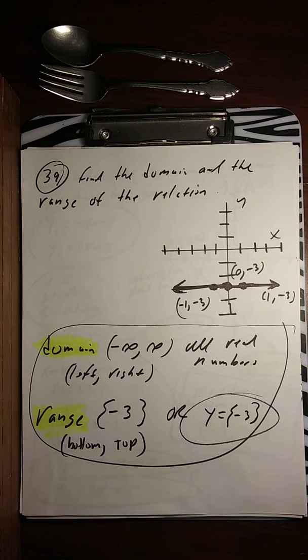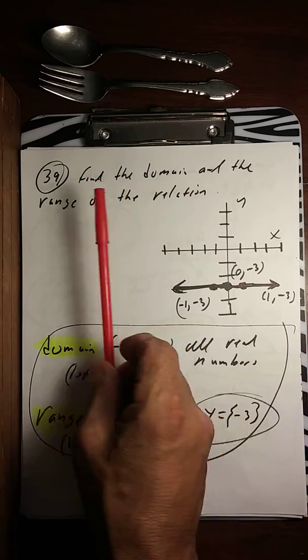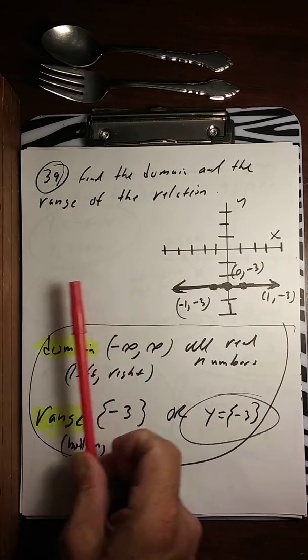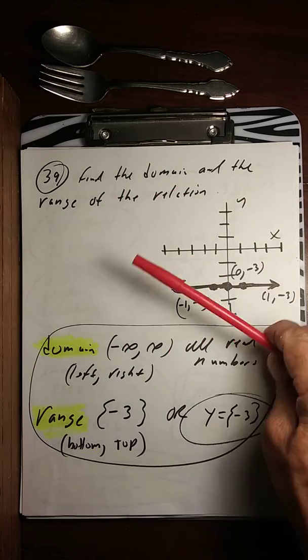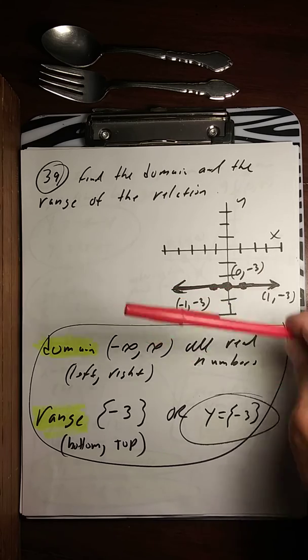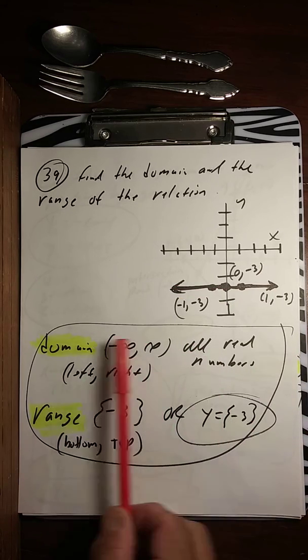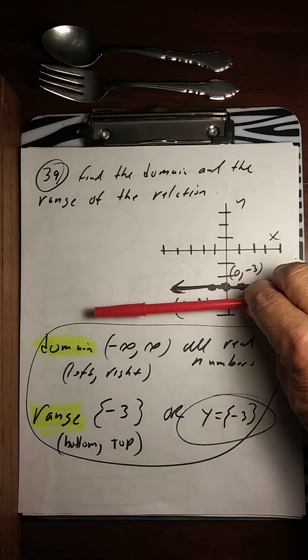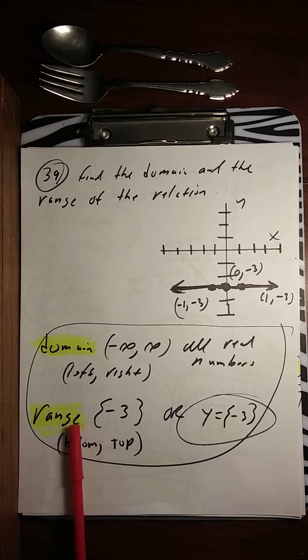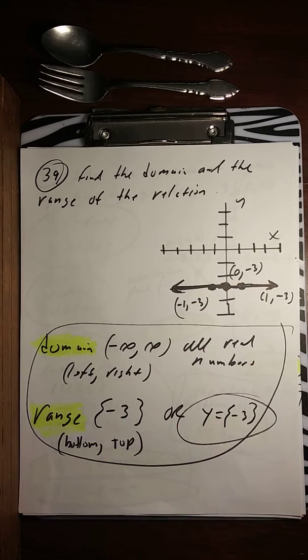Find the domain and range of the relation. So domain, this way, looks like it's -infinity to infinity, and range is, that's it, right there. So domain is -infinity to infinity, and range is just what? -3, that's it. So the range is this, domain is that.